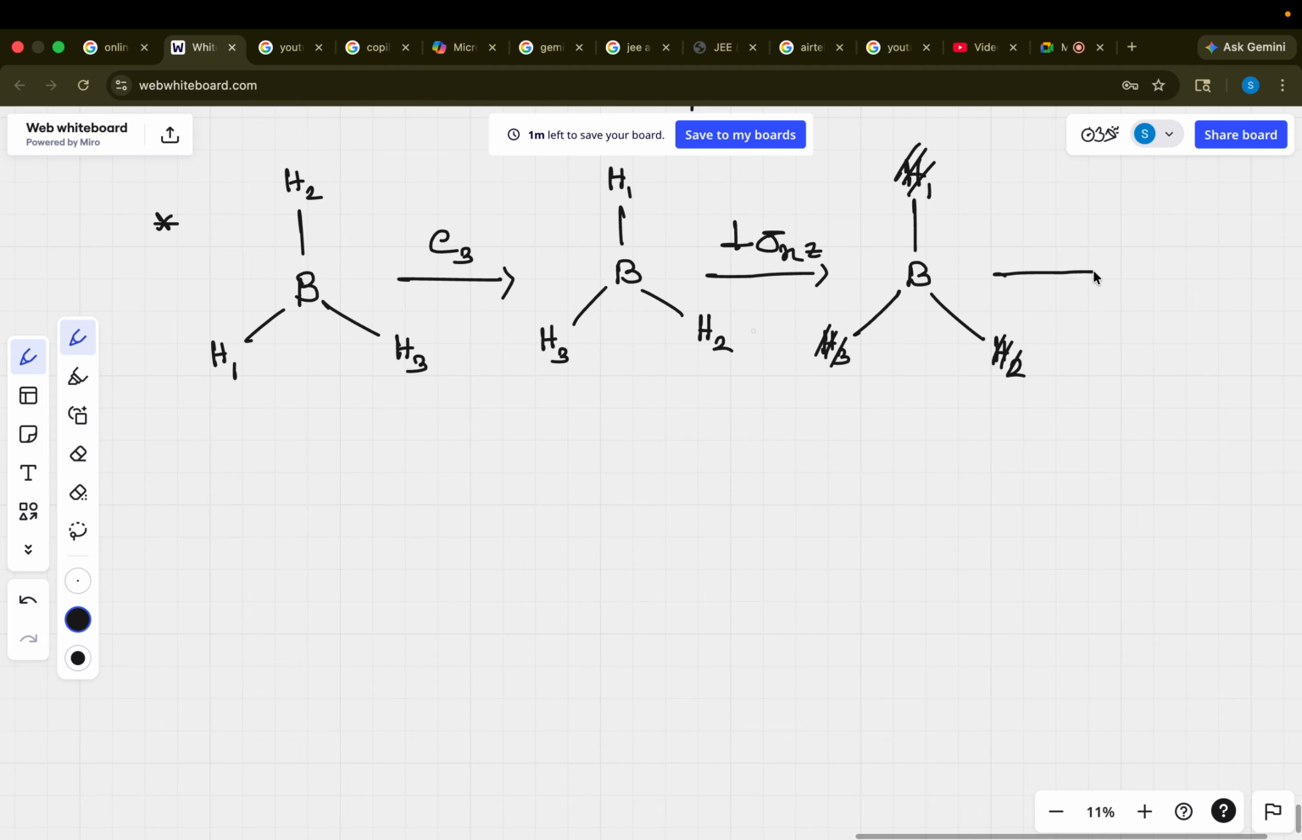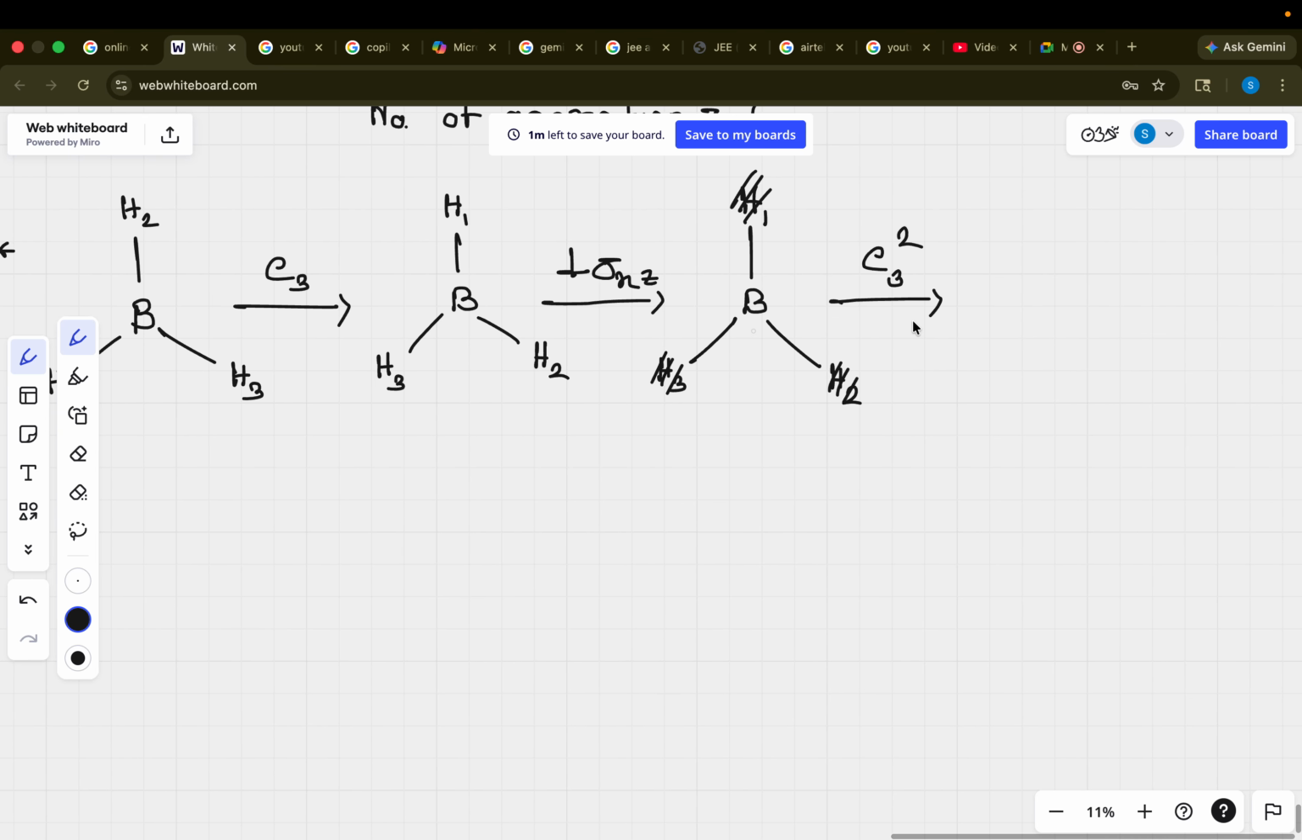Now suppose C3 square. So C3 square means what? C3 square means you are rotating this molecule by 240 degrees basically. Not 120 degrees, you are rotating by 240 degrees. So H3 will go there, then H3 will again rotate, so H3 is coming here. Here you have C3 1 and here I have C3 2.